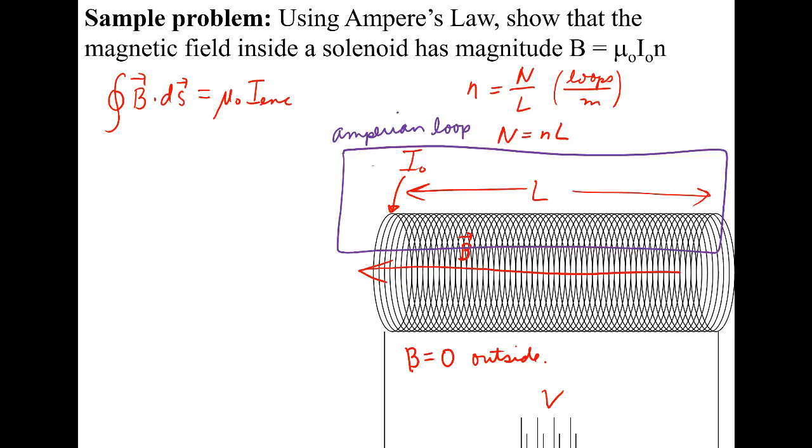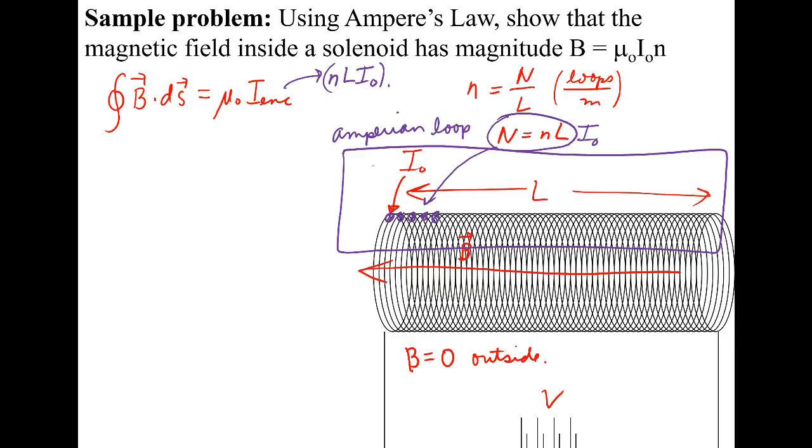Okay, so how much current does that loop contain? Well, up at the top here, we're going to have that first wire, and then that second wire, and the third one, and the fourth one, all the way. So we're really going to have N equal to nL loops of wire that each carry I naught. So for that reason, I enclosed is going to be nL I naught. And that's going to help us.